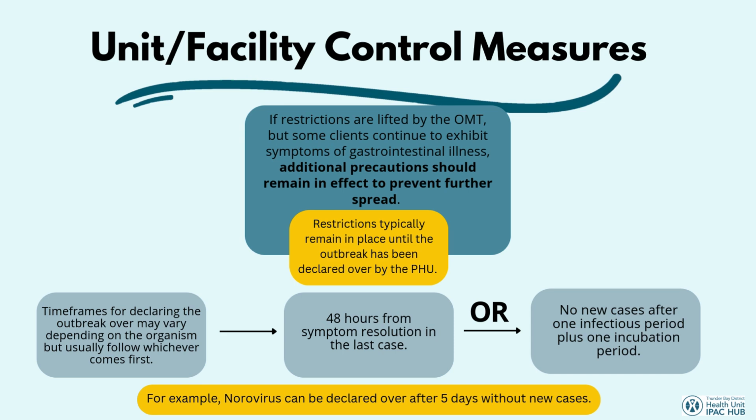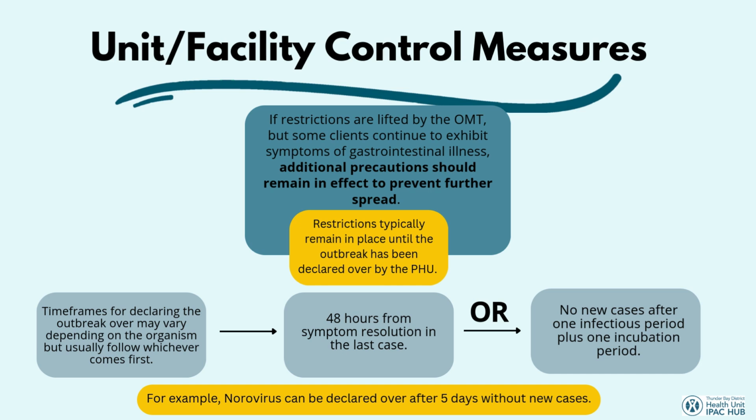Decisions on restrictions for clients on affected units or areas will be made by the outbreak management team in consultation with the institution. If restrictions are lifted by the outbreak management team, but some clients continue to exhibit and experience symptoms of gastrointestinal illness, isolation precautions for ill clients should remain in effect to prevent further spread. The scope of restrictions on the affected unit or area are usually dependent on the affected areas and severity of the outbreak. Restrictions typically remain in place until the outbreak has been declared over by the public health unit.